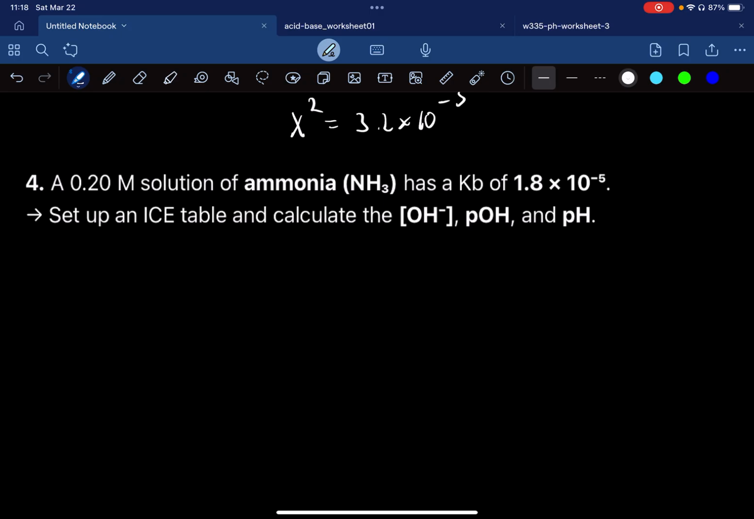A 0.20 molarity solution of ammonia, NH3, has a Kb of 1.8 times 10 to the power of -5. So now we have a constant base. This is the basicity constant. We're dealing with a base now. Set up ICE tables and calculate the OH, pOH, and pH.